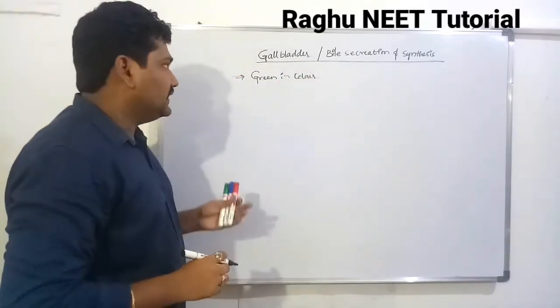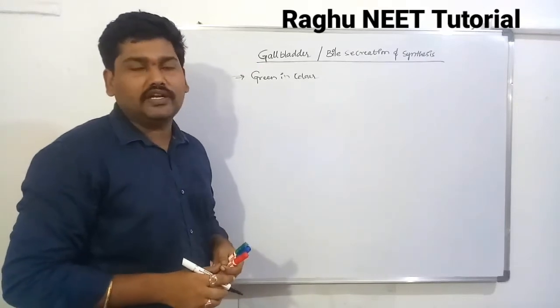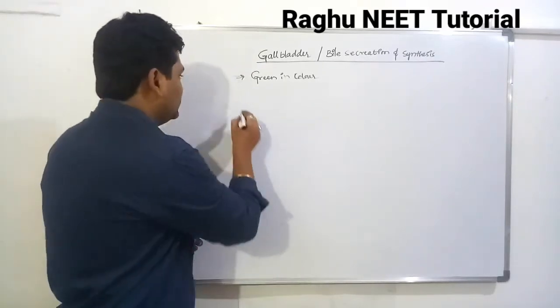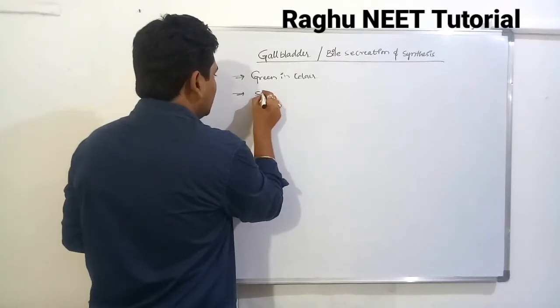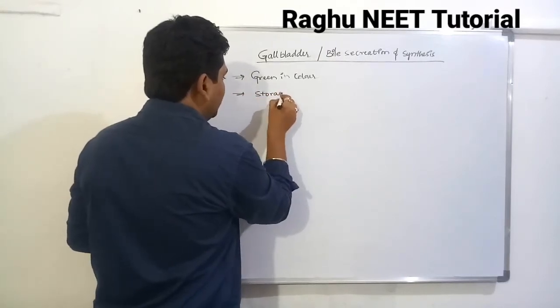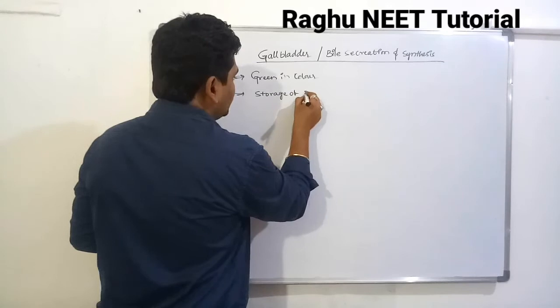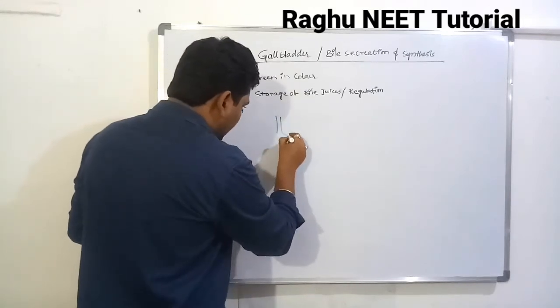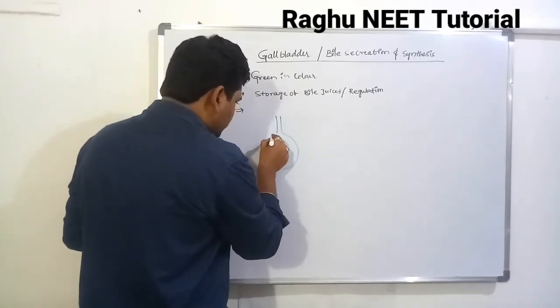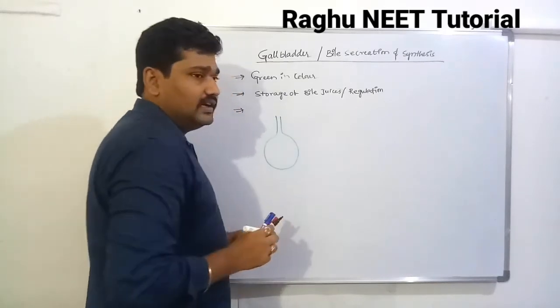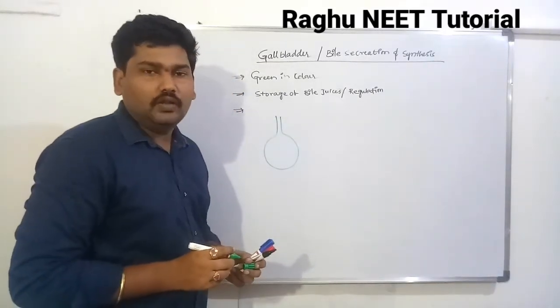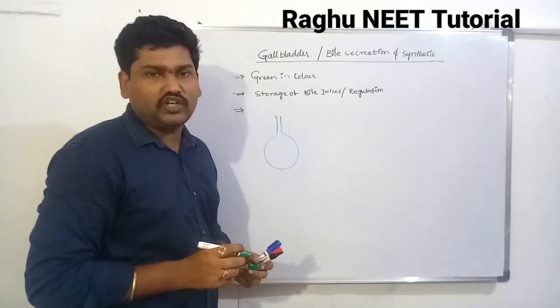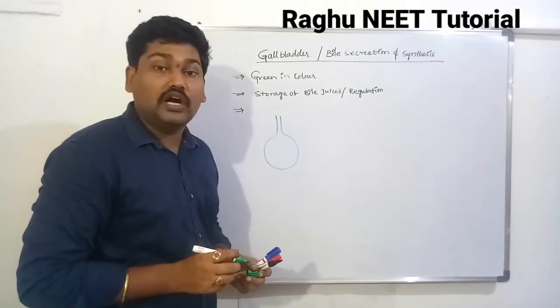The gallbladder is the storage of bile juices. It is not secretion, it is storage of bile juice. Due to precipitation of cholesterol in the gallbladder region, it leads to gallstones.